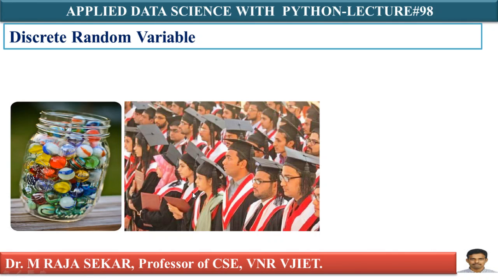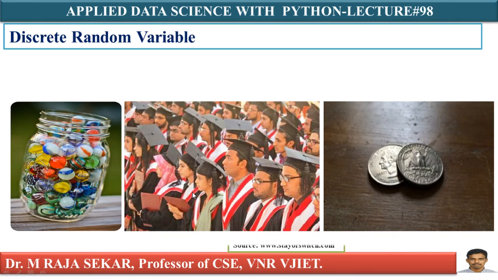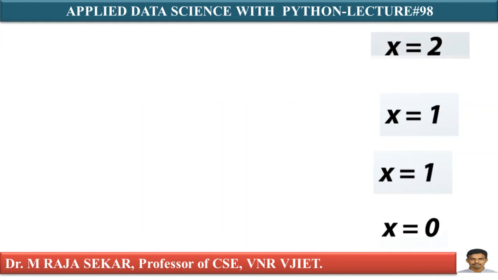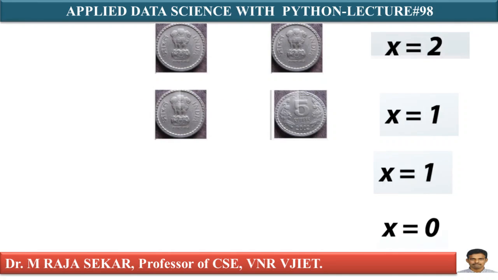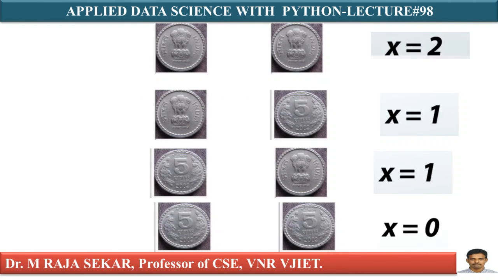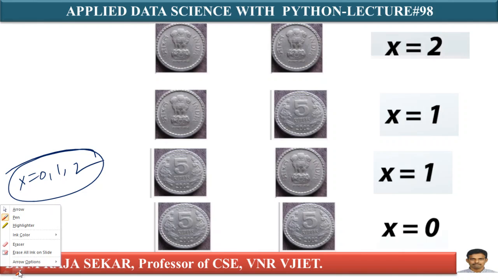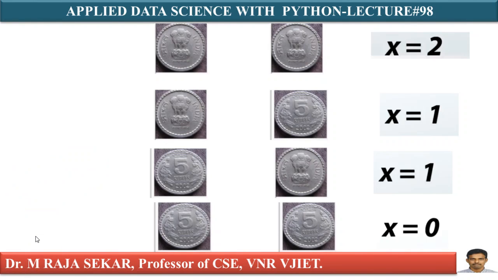Or number of heads when tossing two coins. This I already discussed. What is the random variable? X represents number of heads. If x represents number of heads in tossing two coins experiment, that x is a random variable. Which type of random variable? Discrete random variable. Why? X can take 0, 1, 2. There is a gap in between 0 and 1, 0.5, 0.6, 0.1. There is a gap in between 1 and 2. These are discrete. This random variable is called as discrete random variable.